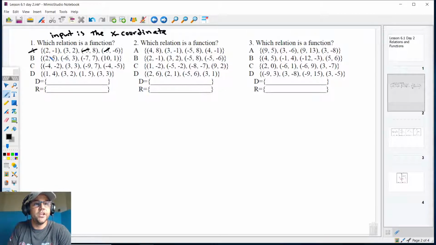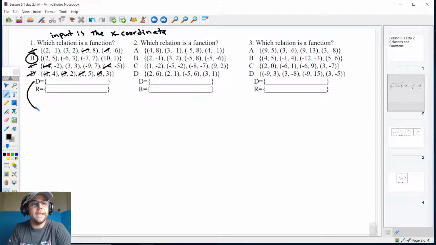So let's see, answer B. 2 is dating 5, -6 is dating 3, -7 is dating 7, 10 is dating 1. So that's actually really good. Let's proceed on to C and D just to verify. Oh, look at right here. -4 is dating -2, and -4 is dating -5. Oh, look at answer D. 1 is dating 4, and 1 is dating 5. And 3 is dating 2, and 3 is dating themselves. That's weird. All right, so our answer is B. B is the function because each input has one and only one output. So we're good there, now we can proceed to this idea of domain and range.